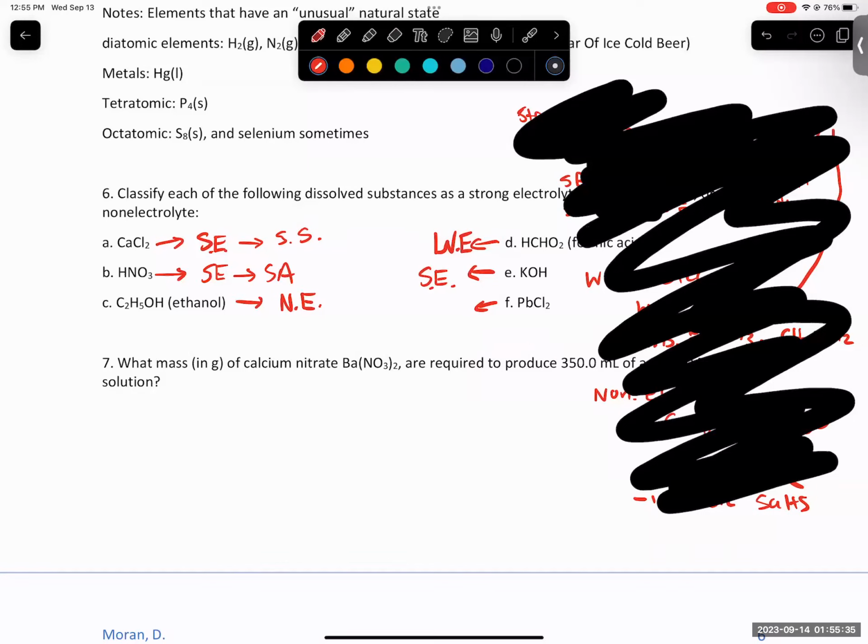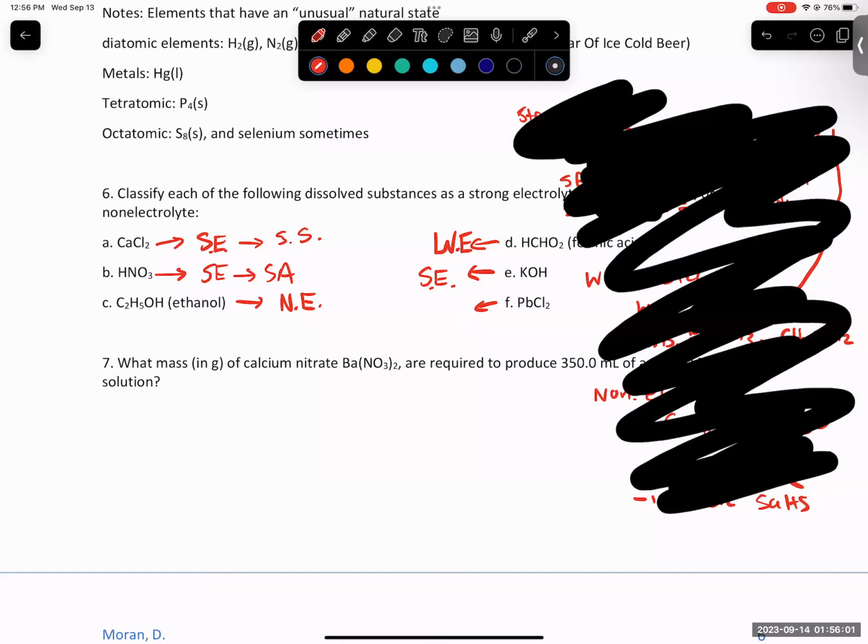Last one. Insoluble. We got one vote for insoluble. I don't know how I feel about that answer, but I'll let everyone else weigh in. What do you think, David? Because lead 2 plus. There we go. You're right. I wanted to get some other people's brains turning.